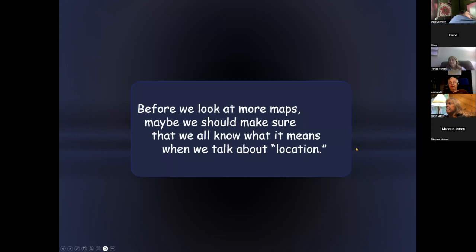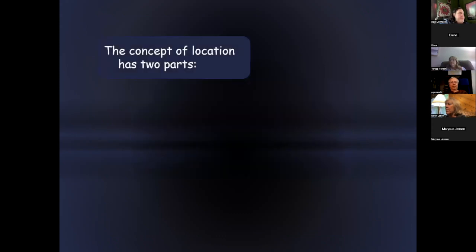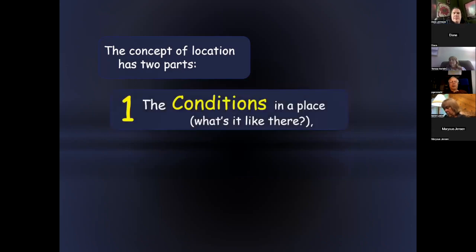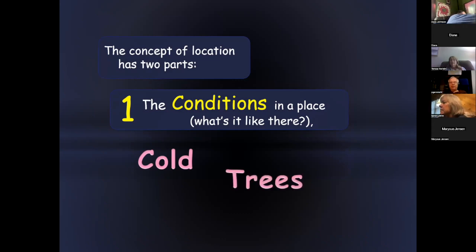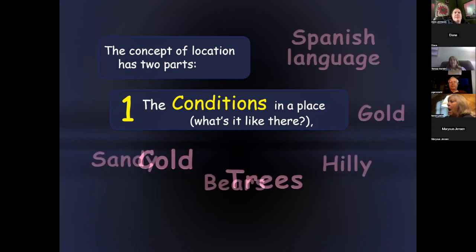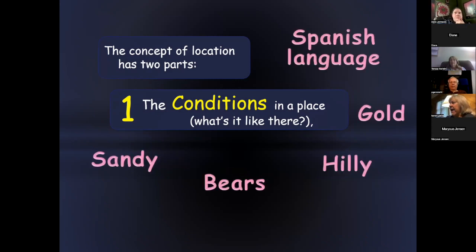In the meantime, before we look at a bunch more maps, maybe we should make sure that we know what the word location means. To the geographer, the idea of location has 2 different parts. The first part is what's right there at that place. What are the conditions there? Is it cold or is it hot? Are there trees there? Is there grass, whatever? What's the language? And so on.